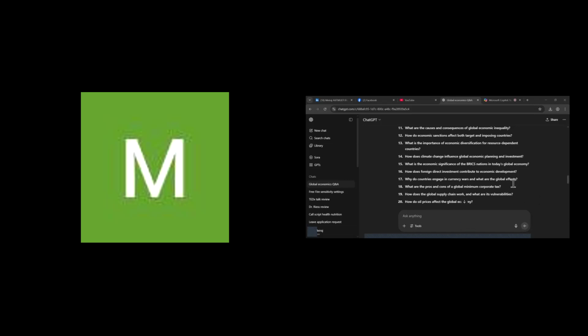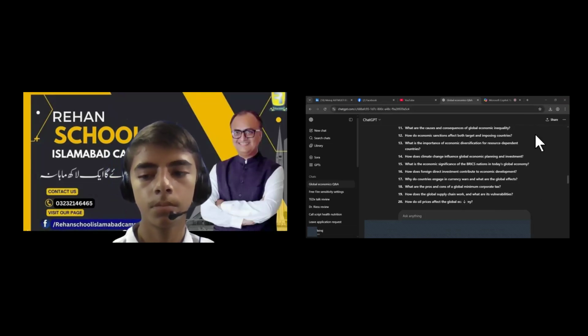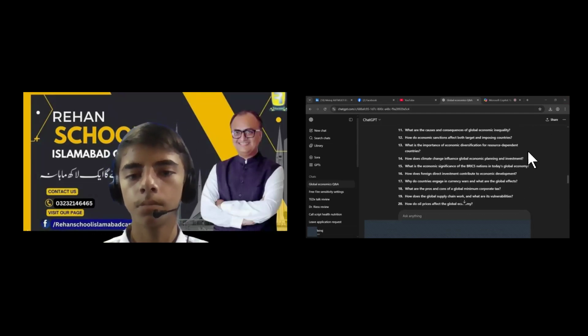What's your take? Okay, why do countries engage in currency wars and what are the global effects? Countries engage in currency wars to make their exports cheaper, boosting their economy. But globally, it can lead to trade tensions, market volatility, and retaliation. It's a risky game with no guaranteed winners and can hurt global economic stability.